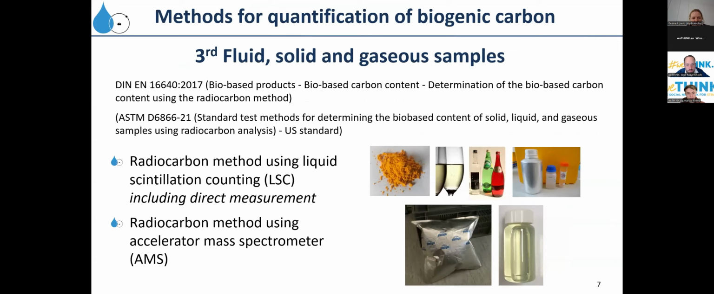I already explained about DIN 16640, which we use for food additives to differentiate between synthetic and natural additives. We use it, for example, for the analysis of beer and champagne, but it's also used for the HVO analysis or for biokerosene or things like that.